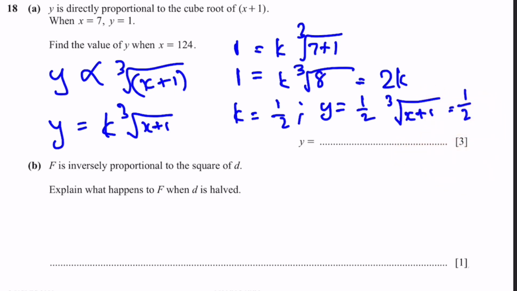So half of 5, 2.5. That's the answer. B. F is inversely proportional to the square of D. Explain what happens to F when D is halved.